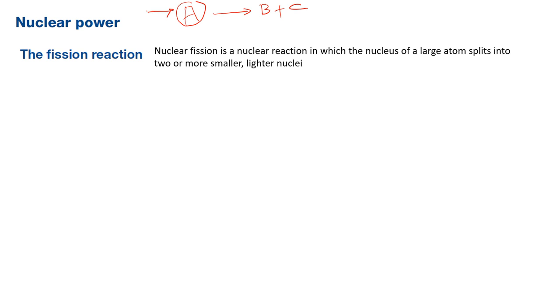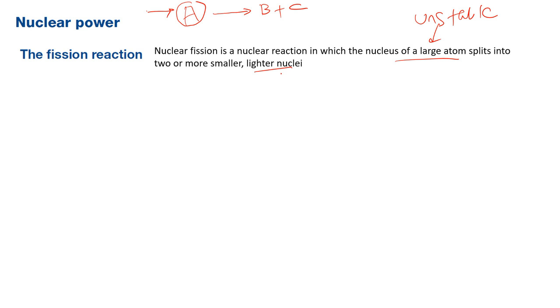So consider A is your unstable radioactive nucleus. To convert this into the stable forms, let's say B and C are the stable forms after splitting. To help this out, we add some sort of elements, catalysts, to aid this transformation. So nuclear fission is a nuclear reaction in which the nucleus of a large atom, which is unstable, splits into two or more smaller lighter nuclei.